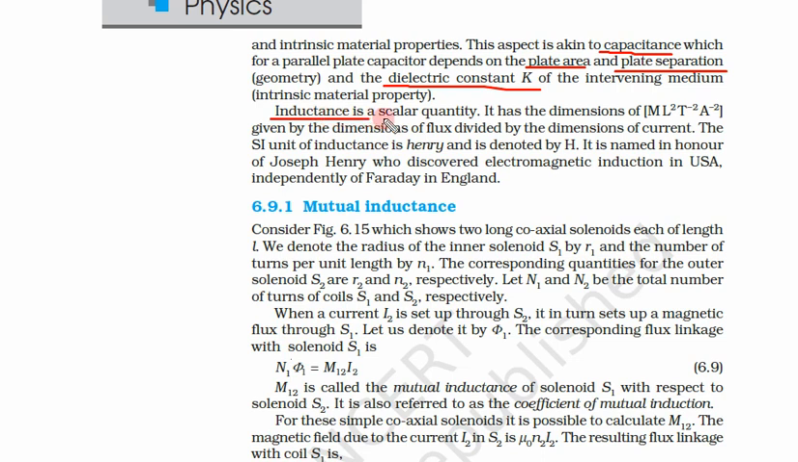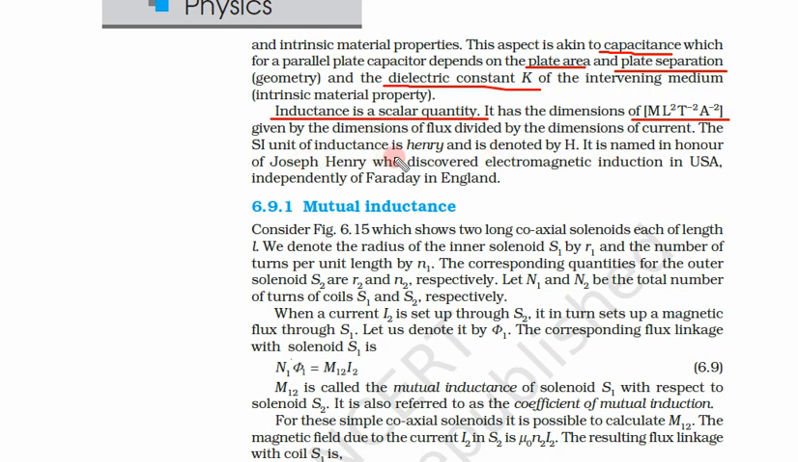Now inductance is a scalar quantity and it has dimension M L squared T to the minus 2 A to the minus 2, given by the dimension of flux divided by the dimension of current. Because we had n phi b, and since n does not have any dimension, phi b has dimension, divided by I. Because n phi b was equal to L I, L is equal to phi b upon I. In this way, flux per unit current gives us inductance.